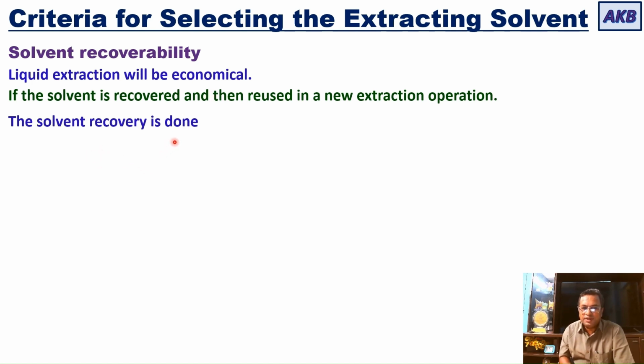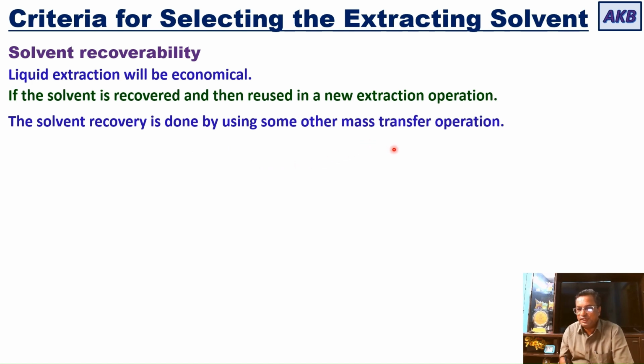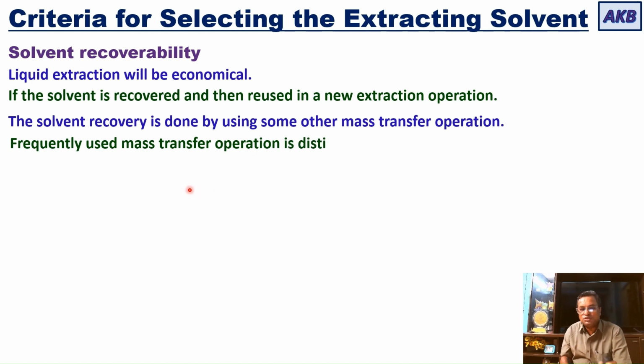The solvent recovery is done by using some other mass transfer operation. So we need to use some other mass transfer operation in order to recover the solvent. And the most famous mass transfer operation, frequently used for recovering the solvent, is distillation.